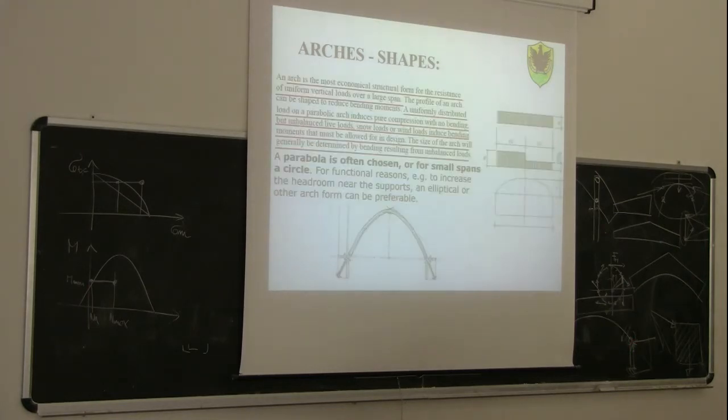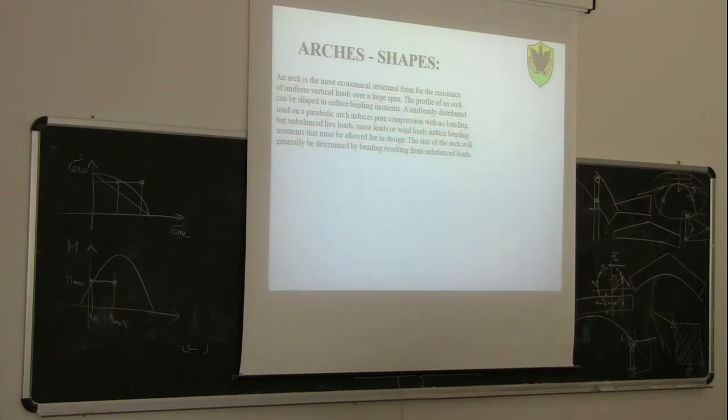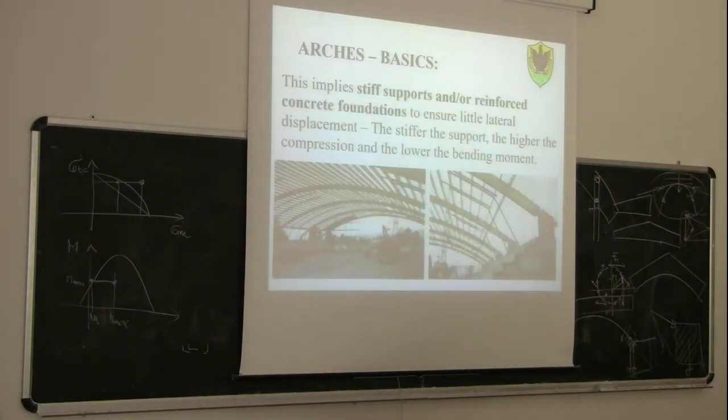So, if you look at this static scheme, like we saw before, the basic is that we need to have steel supports and/or reinforced concrete foundation to ensure little lateral displacement. So, in other words, this point here should be fixed, should not move, or should move very little laterally. Because if this is going to move laterally, what's going to happen?